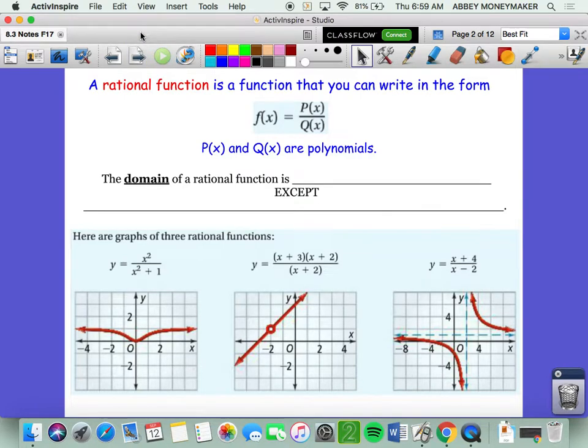So a rational function is a function that you can write in the form f of x equals p of x over q of x. And p of x and q of x are polynomials. So in simpler terms, a rational function is where you have a polynomial over another polynomial.